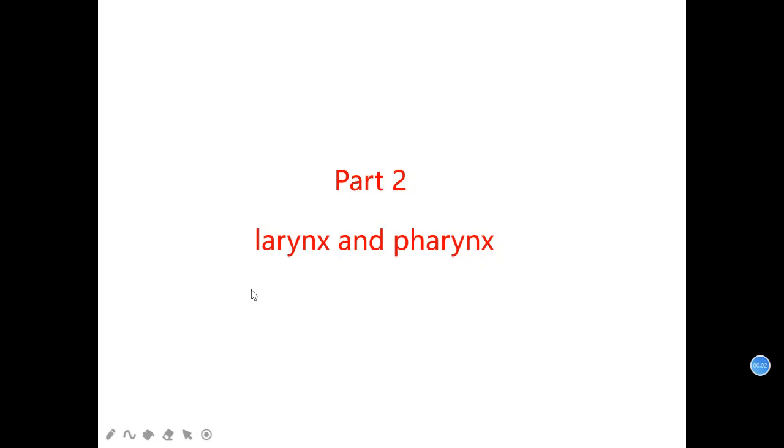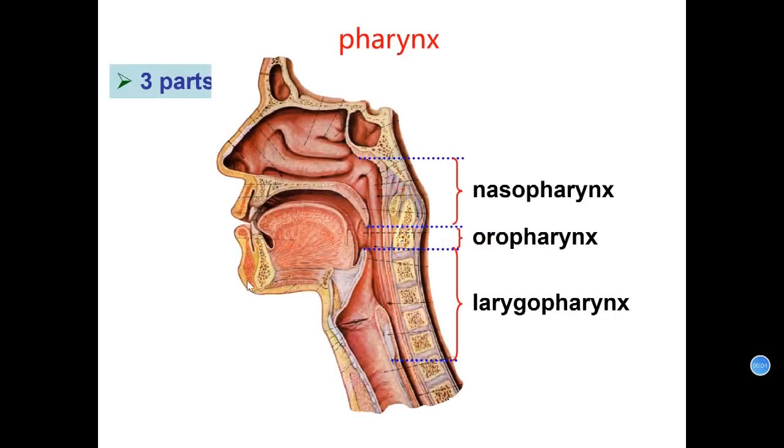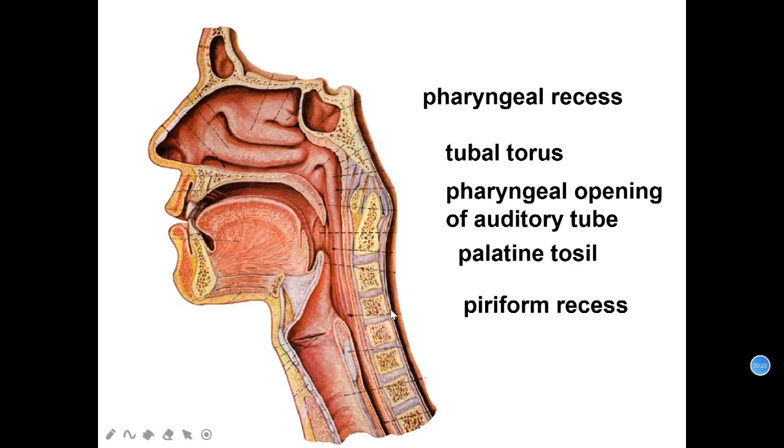Part 2, the larynx and the pharynx. In this part we just review the structures of the pharynx and larynx in systemic anatomy. This is the pharynx. It's a funnel shape. It's divided into three parts by the soft palate and epiglottis: nasal pharynx, oral pharynx, and laryngeal pharynx.